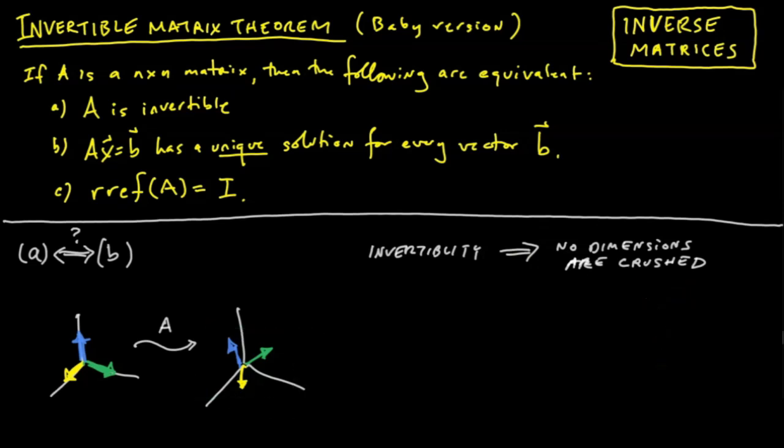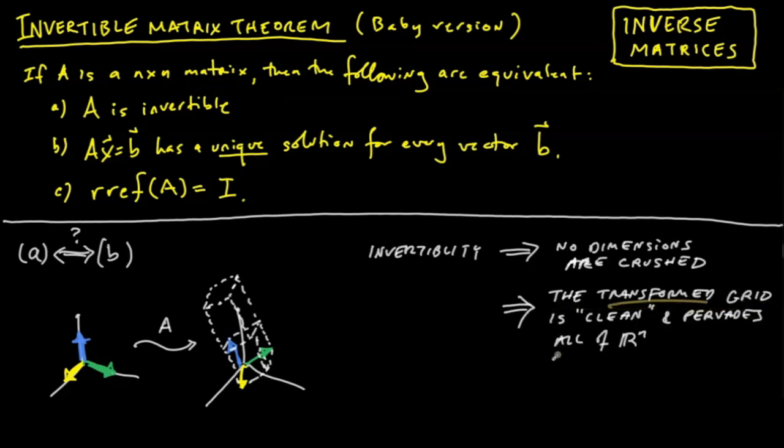So we would not have all three of those vectors in a plane. Instead, the clean grid of n dimensions over here, I'm drawing it with 3, but you can imagine 17 if you like, gets mapped to another clean grid over here, pervading the entirety of the space. All of three-dimensional space as I've drawn it here, or n-dimensional space if we're working with an n by n matrix. So this implies that the transformed grid is clean, no linear dependencies among the transformed images of the basis vectors, and it pervades all of Rn.